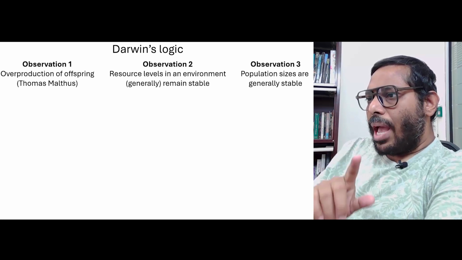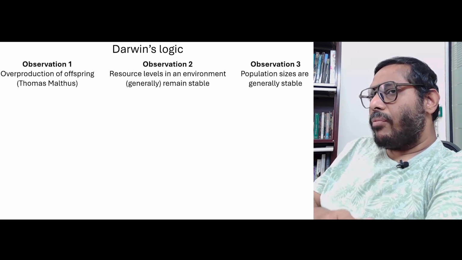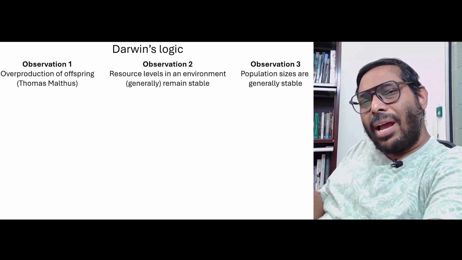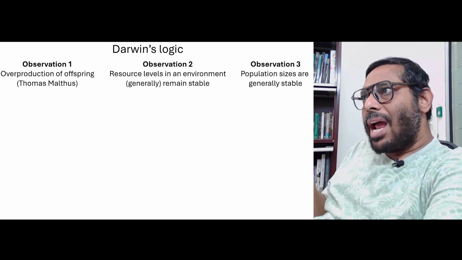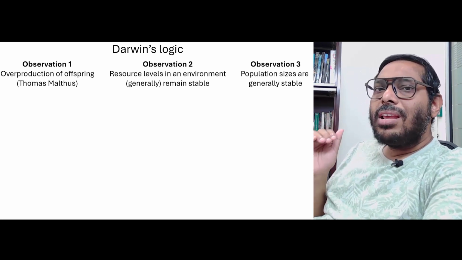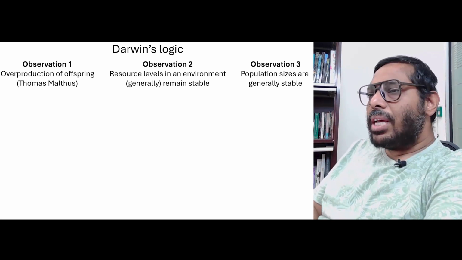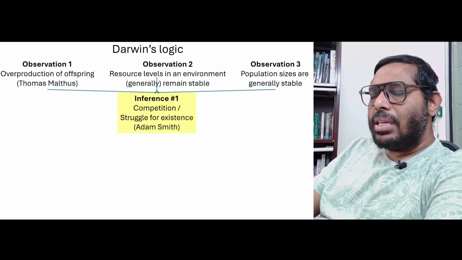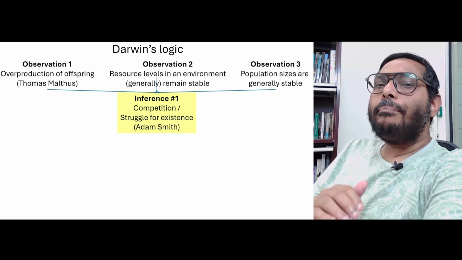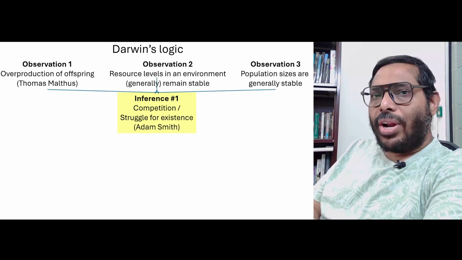Now, if you put these three observations together, you realize that if lots of offspring are being produced and yet the population size is remaining by and large stable, that means that somewhere the offspring are not reaching adulthood, or not all of them are able to reach a breeding stage. Which essentially means that, given these three observations, there has to be a lot of competition happening across the organisms, what Darwin called the struggle for existence.